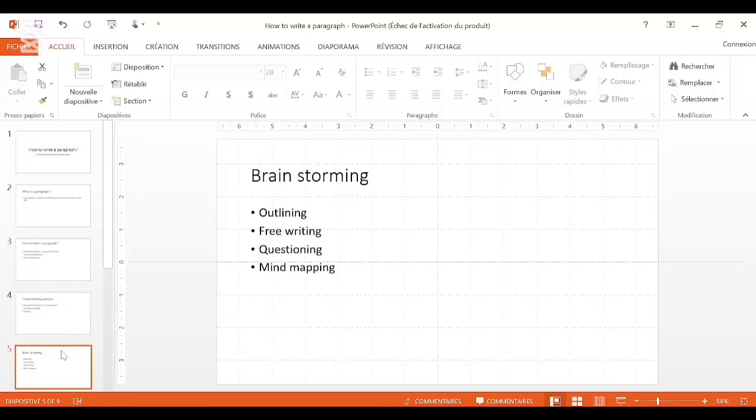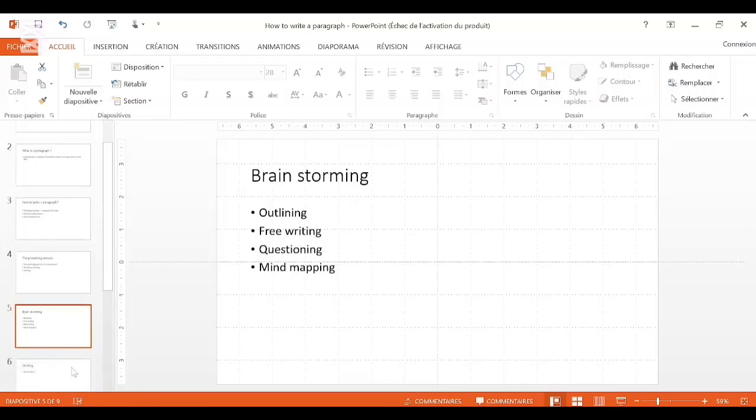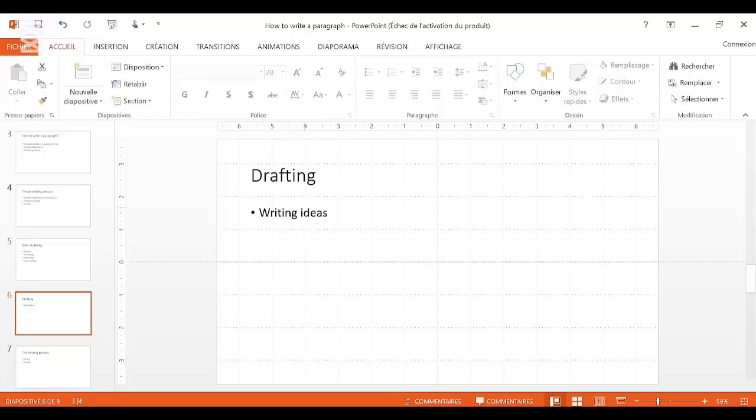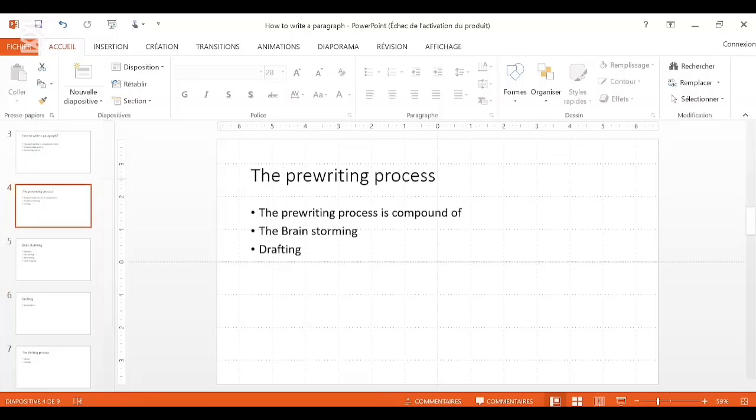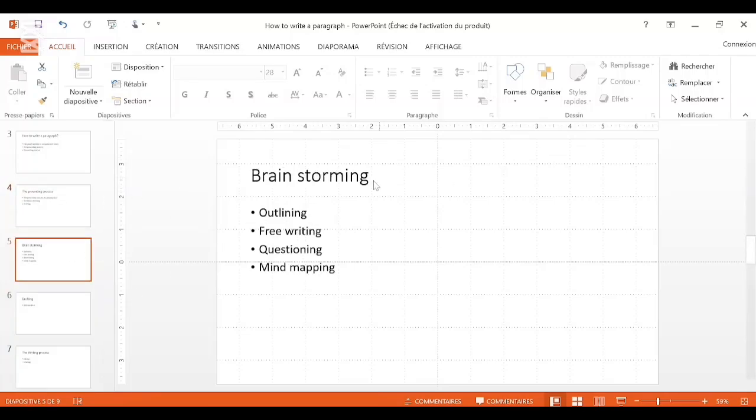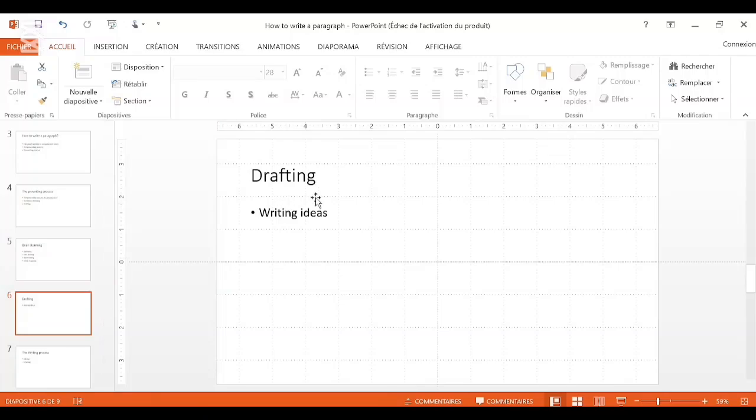And then we move to the second step, the drafting. The drafting is writing ideas, as I said. Why? Because in drafting you just need to write ideas and organize them. You are not obliged to care about grammatical rules. Those problems will be solved later. This was the first step, the pre-writing process, a compound of brainstorming and the drafting.